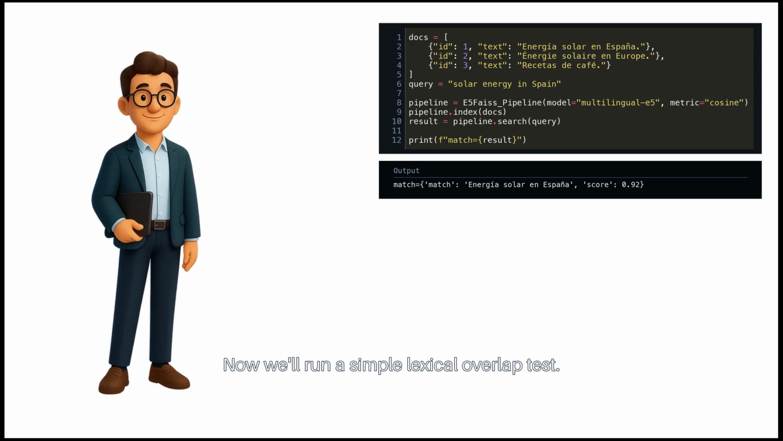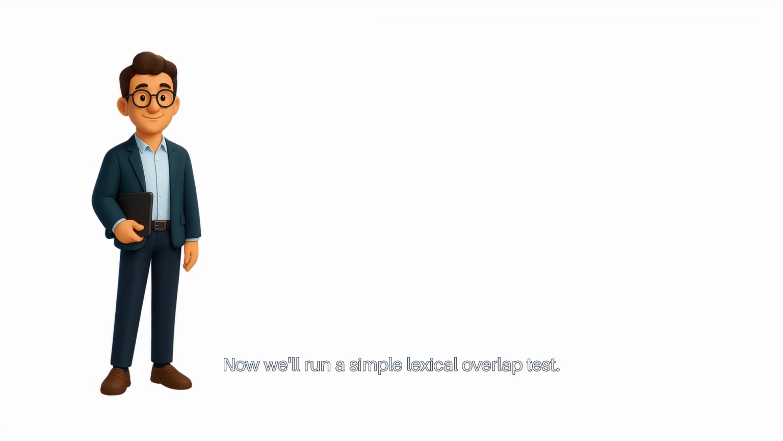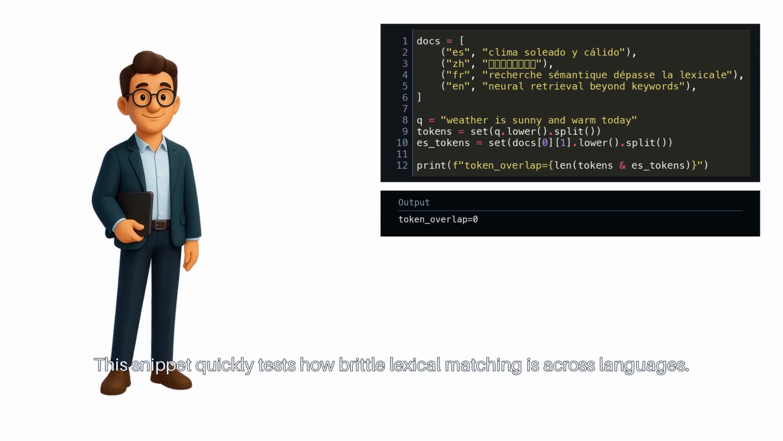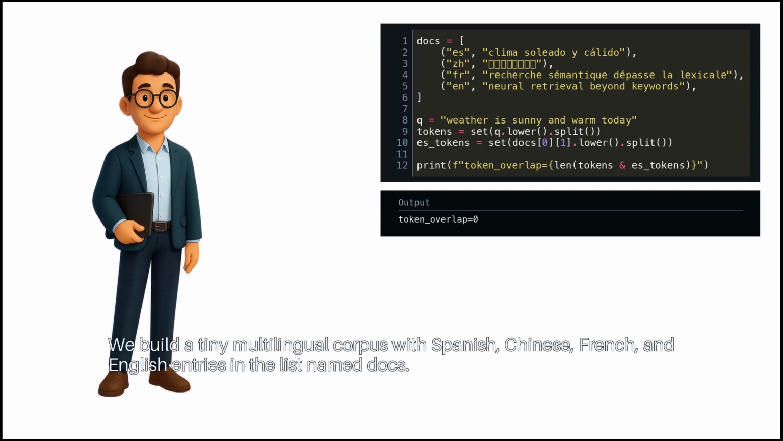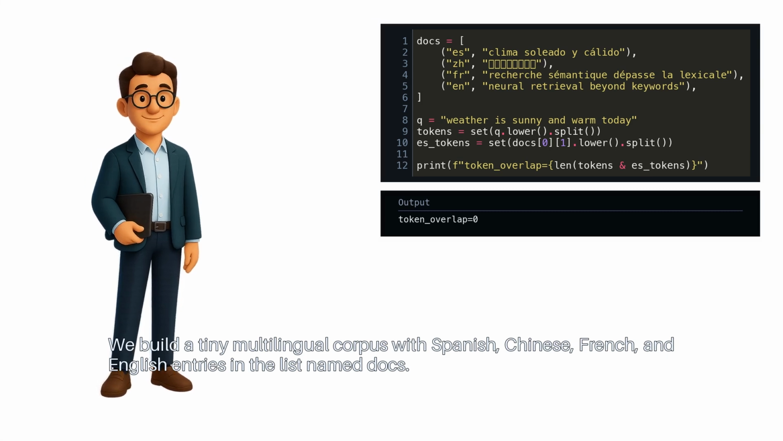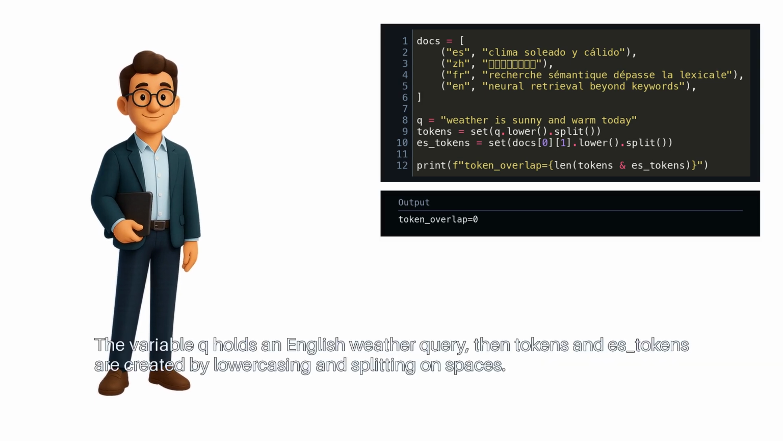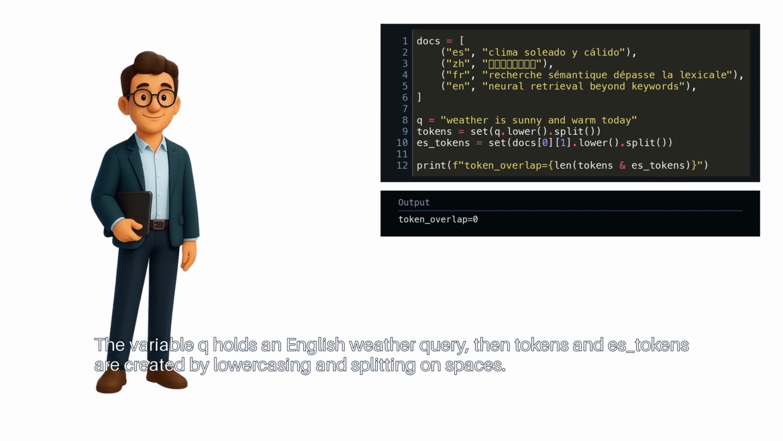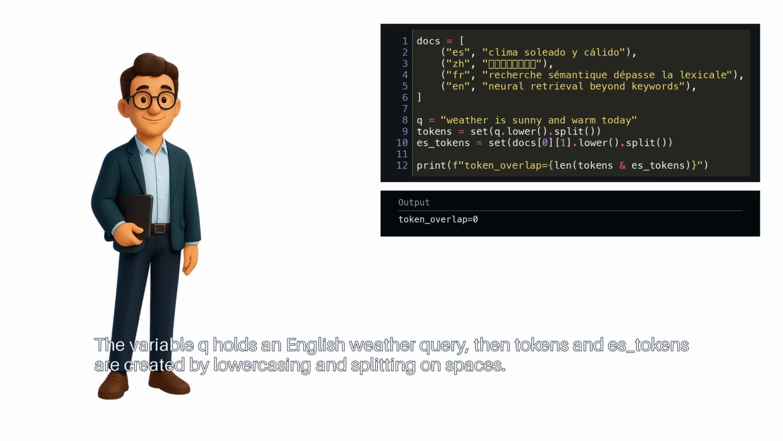Now we'll run a simple lexical overlap test. This snippet quickly tests how brittle lexical matching is across languages. We build a tiny multilingual corpus with Spanish, Chinese, French, and English entries in the list named docs. The variable Q holds an English weather query. Then tokens and ES tokens are created by lowercasing and splitting on spaces.